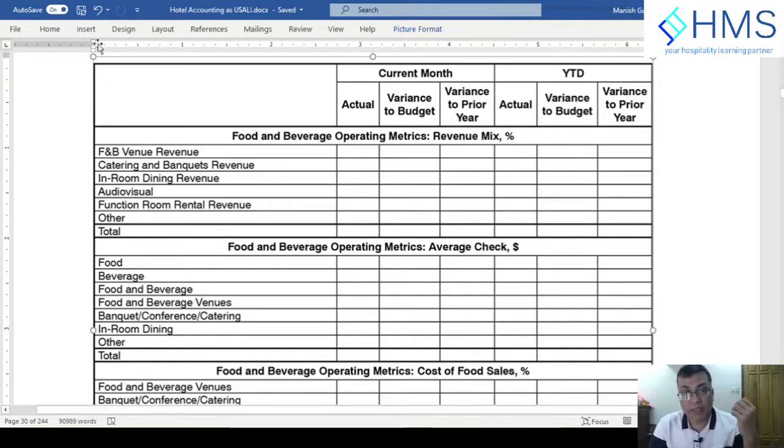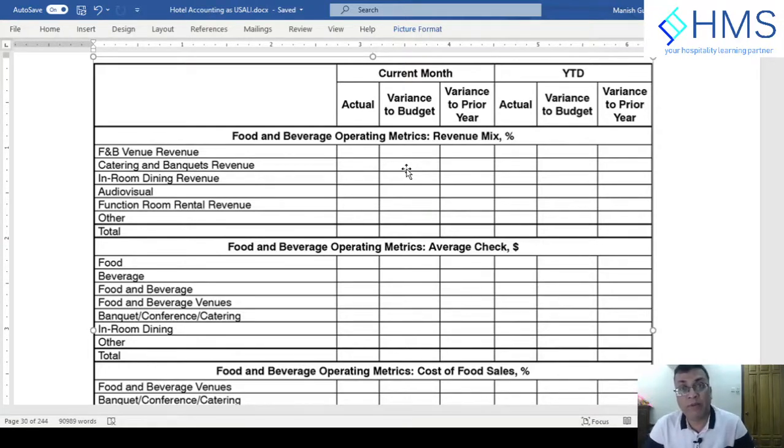Then you have the revenue mix. Revenue mix is calculated as the actual revenue for an F&B venue divided by the total revenue, and then you will be comparing it against the budget. So it means that every year you may have to make a budget: how much percentage I will be getting from the F&B, how much percentage I will get from the catering. When you are doing the budget, these percentages will automatically be calculated, and then you compare it against the previous year, the similar month of the previous year, and also the year to date.